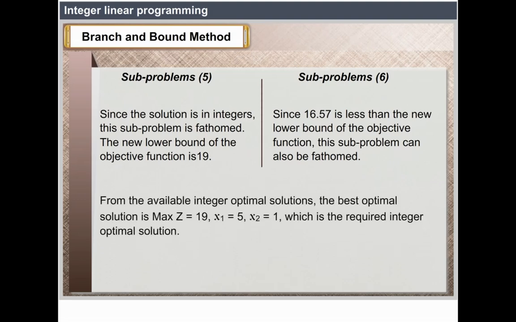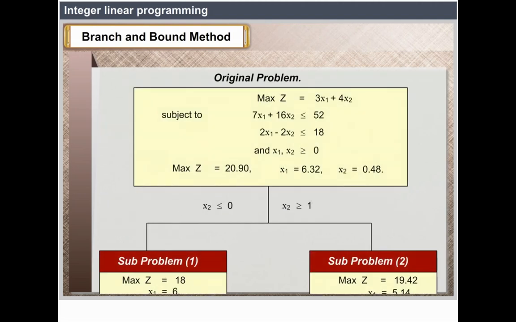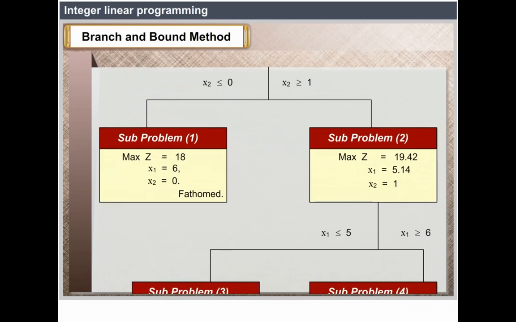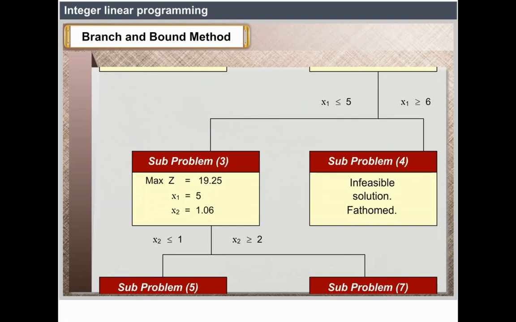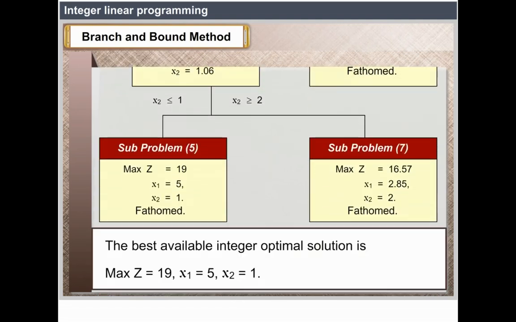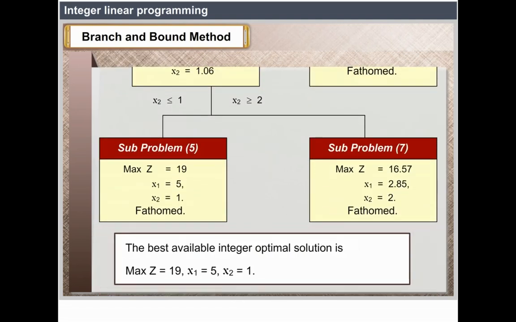From the available integer optimal solutions, the best optimal solution is maximize z equal to 19, x1 equal to 5, x2 equal to 1, which is the required integer optimal solution. The best available integer optimal solution is maximize z equal to 19, x1 equal to 5, x2 equal to 1.